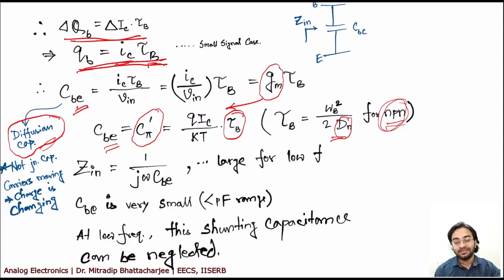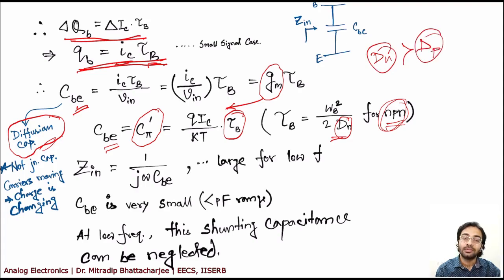One reason is for NPN, the majority carrier is electron. So your Dn value is always higher than Dp value. The diffusion constant for electrons is higher than the diffusion constant for holes.